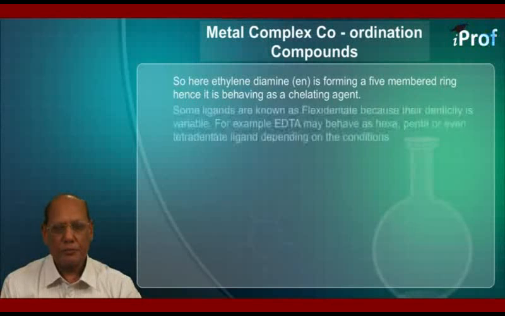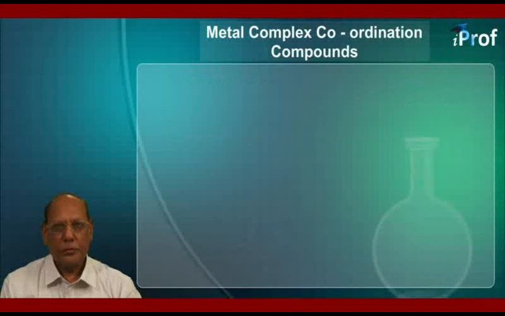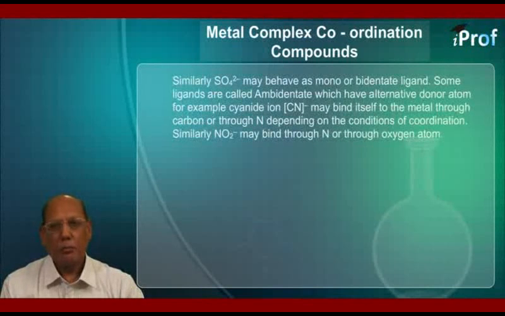Some ligands are known as flexidentate because their denticity is variable. For example, EDTA may behave as hexa, penta, or even tetradentate ligand depending on the conditions. Similarly, sulfate ion may behave as mono or bidentate ligand.